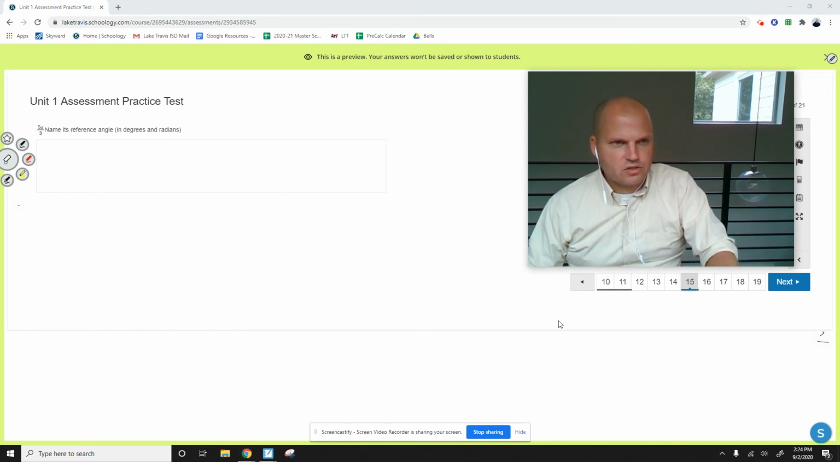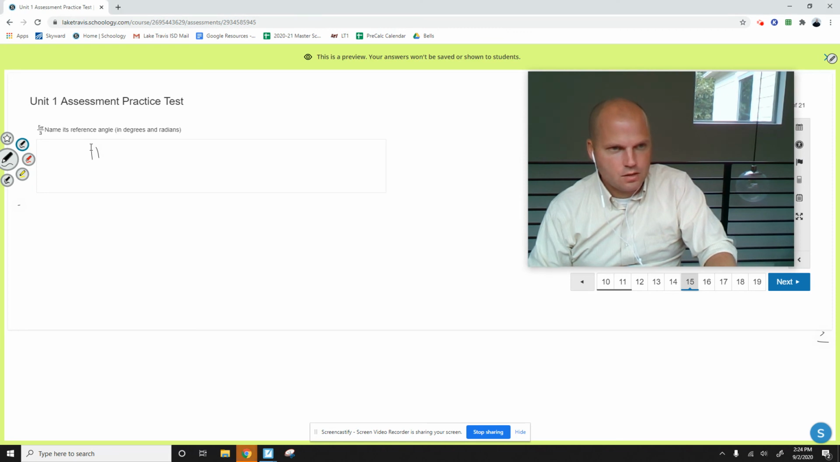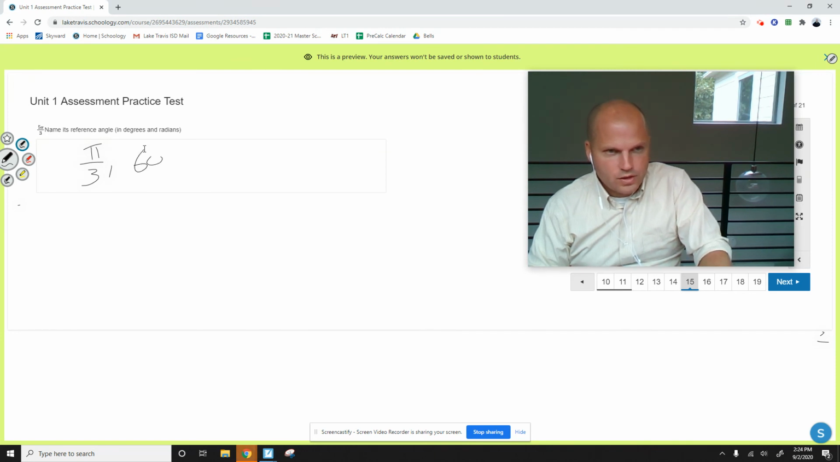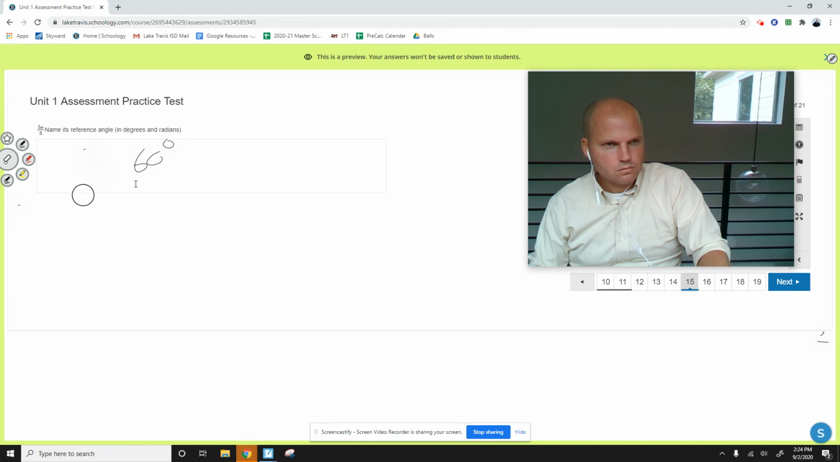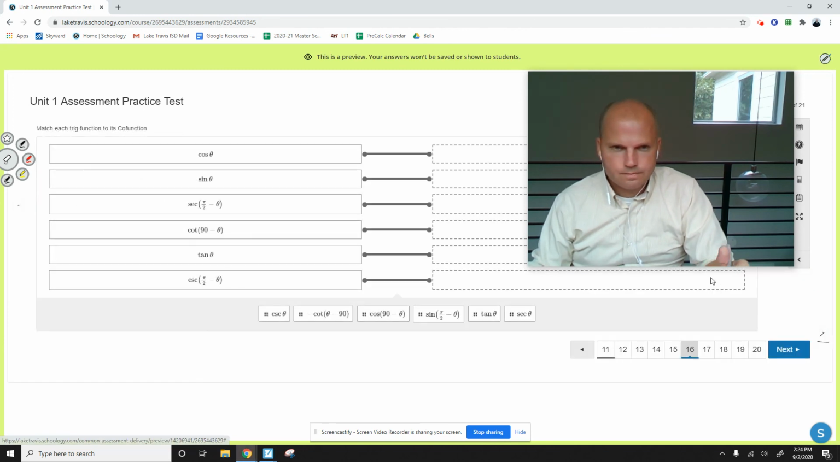5 pi over 3. What is its reference angle? Well, we talked about all things simplified to be a pi over 3. 5 pi over 3 is divided by 3. So we know that's 60 degrees. So there's your answer right there. Let's go to the next one.